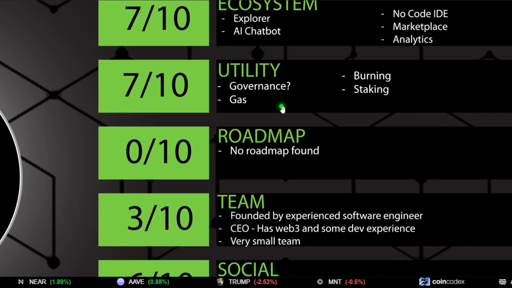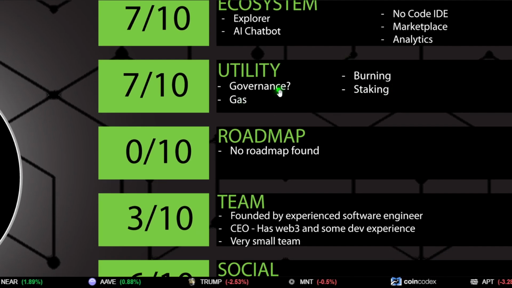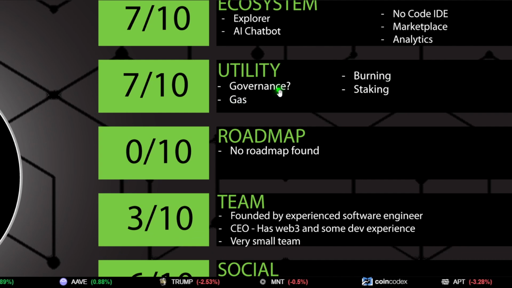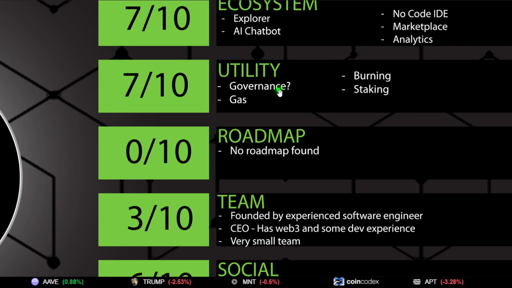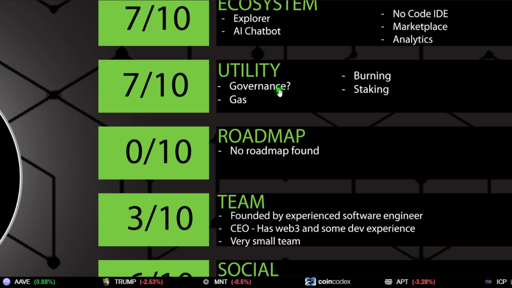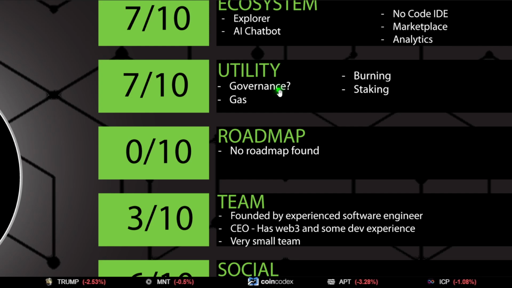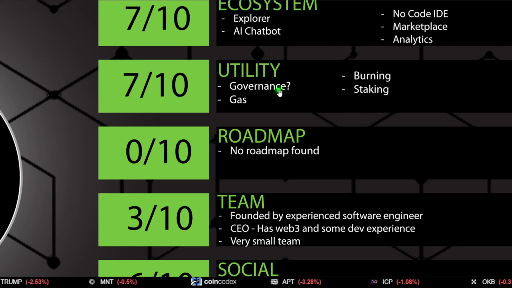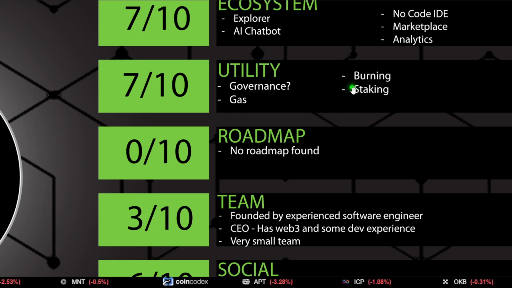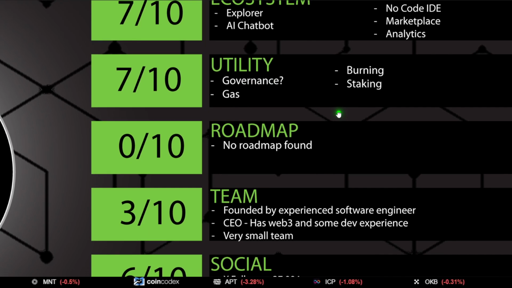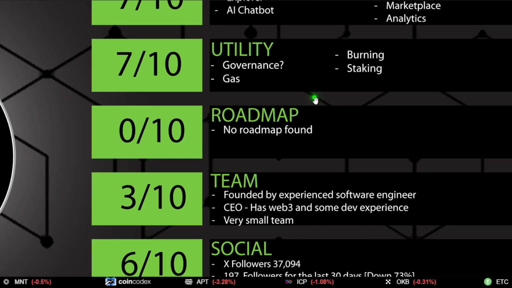Utility, governance, gas, burning, staking. Governance is with a question mark because I don't see any evidence of a DAO or governance at the current moment. So either it is in the future or not, I don't know, but that's a little bit of an issue given that there's some token allocation for governance or treasury.